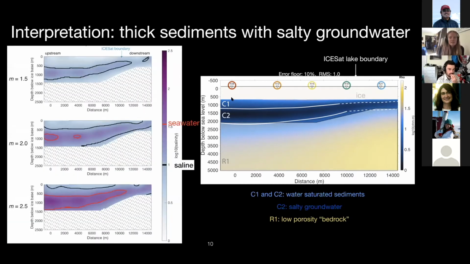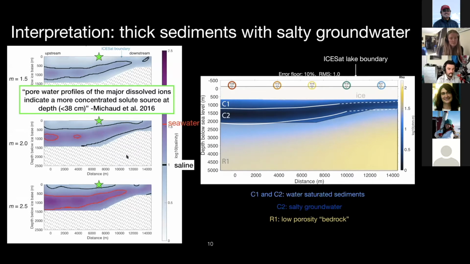So now this is again just looking at this top sediment portion beneath the lake, and now our colors represent salinity here, where lighter colors are fresher water and purple colors are very salty water. And the seawater salinity contour is noted in red and the saline contour is noted in black. And these are 3 different models based on different exponents in our Archie's law.